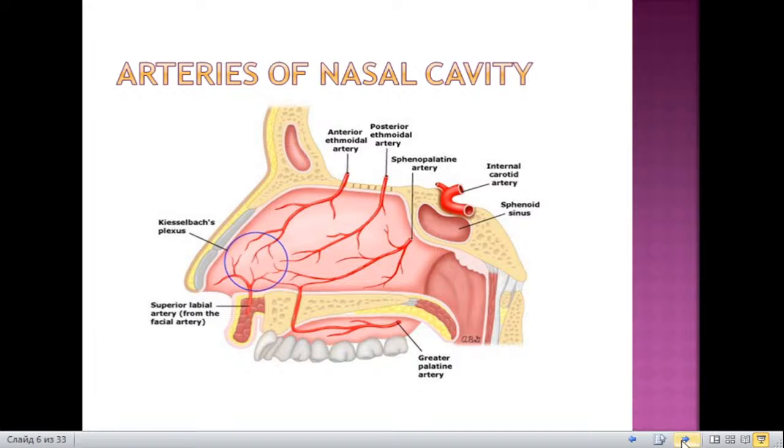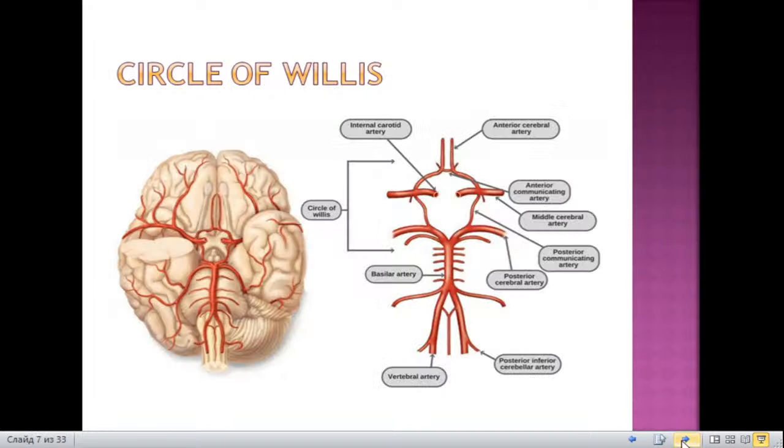Let's continue, and we are going to the next place where the basins of two arteries meet together. That is the anastomosis between the internal carotid artery and the subclavian artery. You know this anastomosis as the circle of Willis. The circle of Willis is located at the base of our brain, around the hypothalamus of our brain.